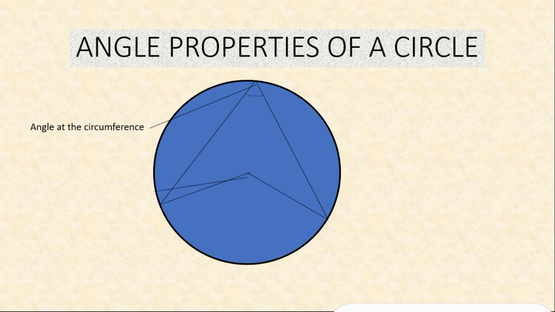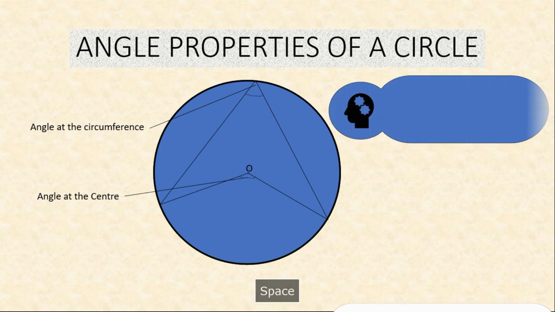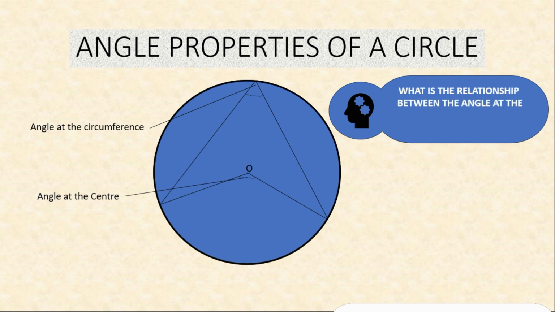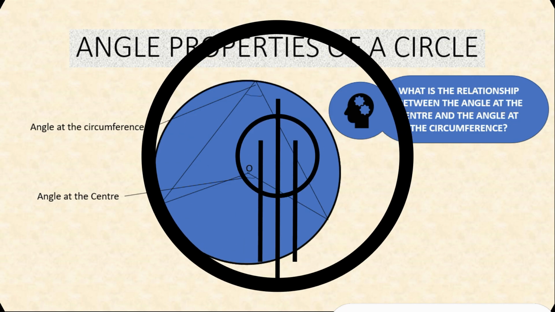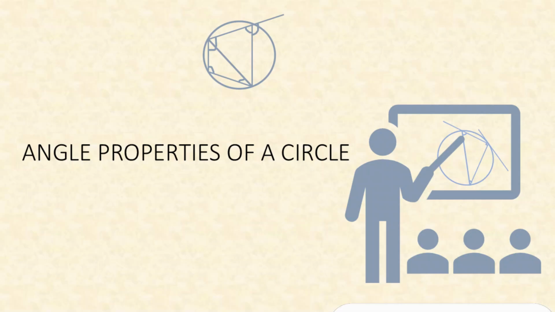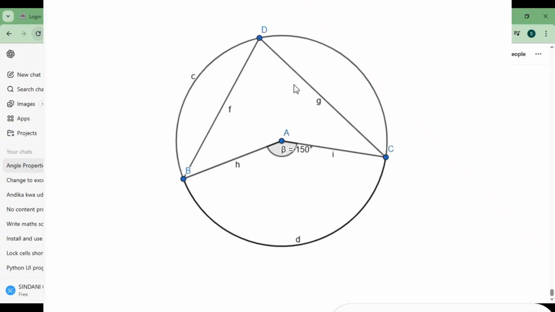Angle properties of a circle for geometry assessments. Angle properties of a circle help us understand how angles behave inside and around a circle. These properties are important in geometry assessments and help us solve many circle problems. Let us now go through the main angle properties one by one.